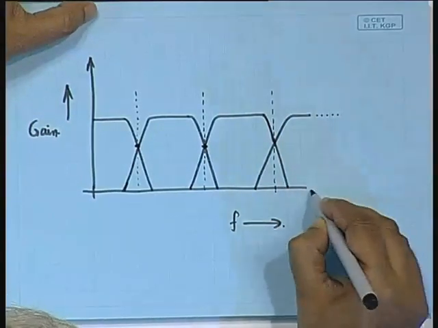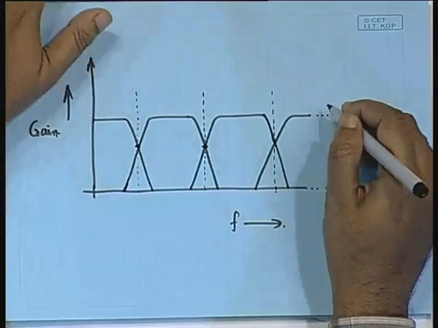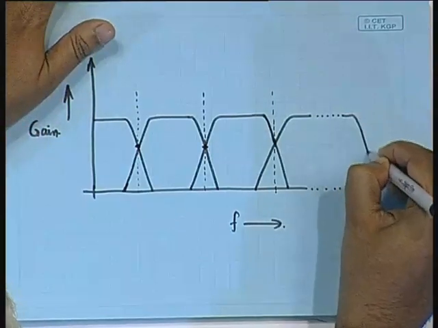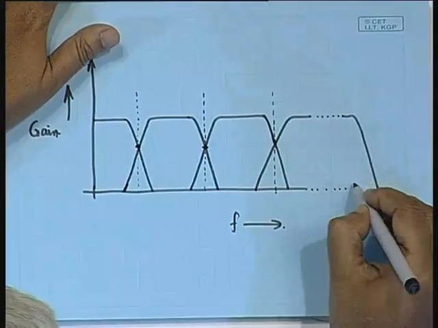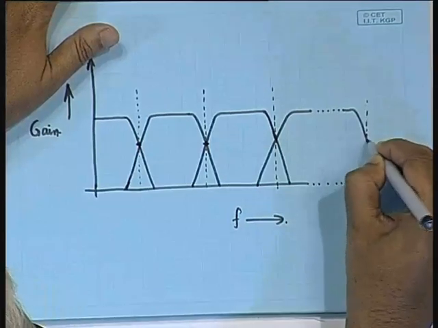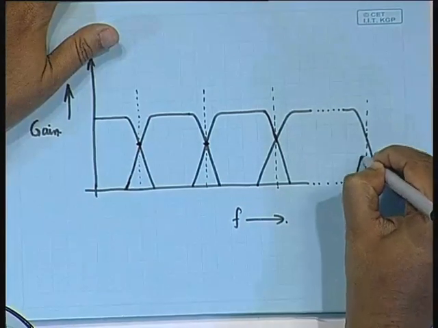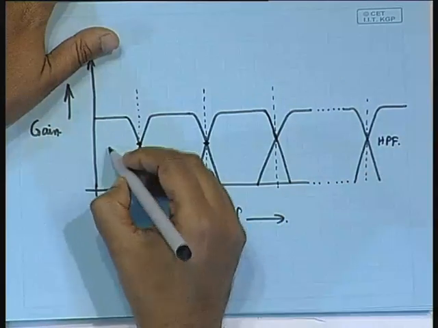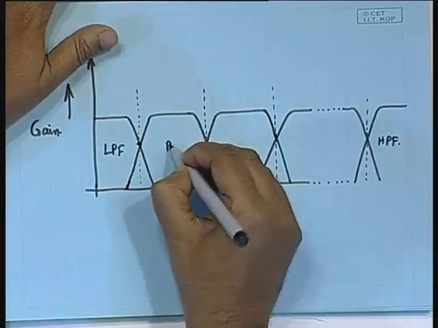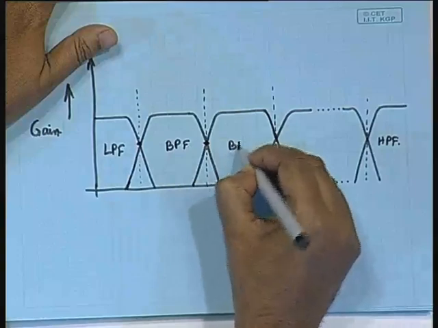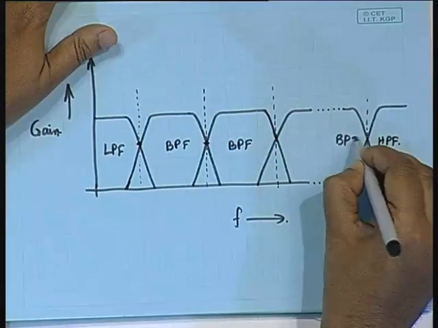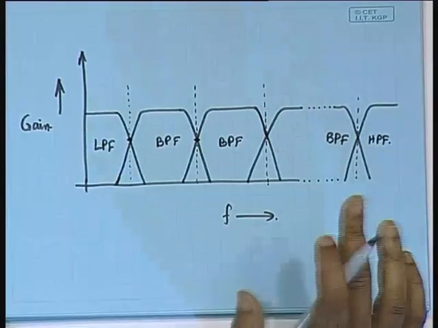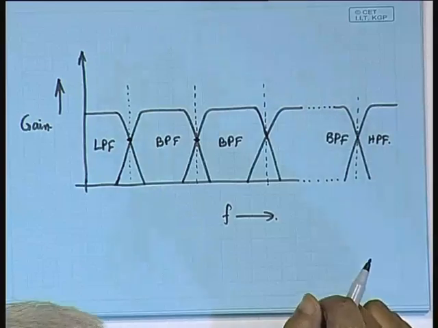So, this is how the responses will be, and the last filter has to be a high pass filter. If this is where the last band pass filter ends, then we are going to have a high pass filter beyond this. So, if the last stage is a high pass filter, the first stage is a low pass filter, and in between we have all the filters as band pass filters, then this is the kind of gain versus frequency response that we will be getting for the individual filters.